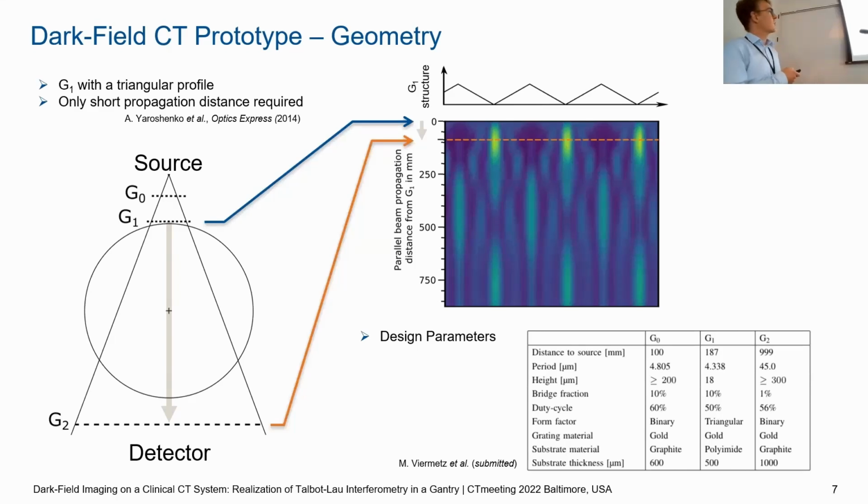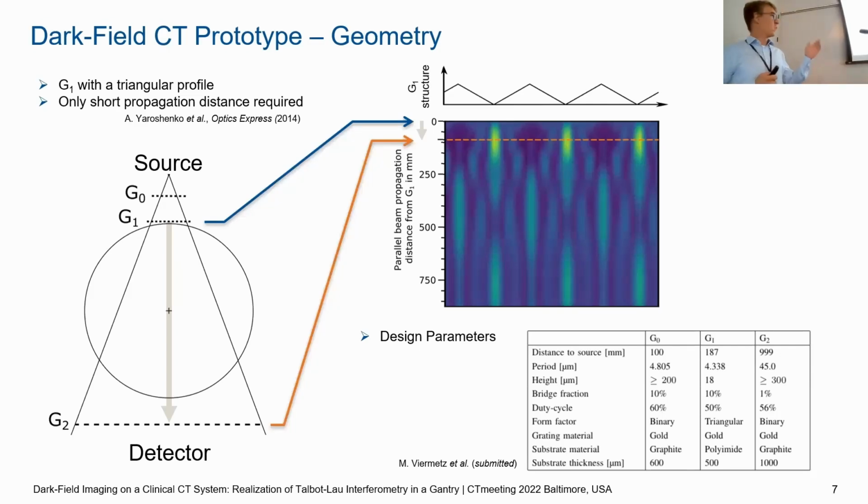And we can show this here in the Talbot carpet simulation behind such a triangular G1 grating structure. And there we see that already after very short propagation distance, a very intense interference pattern occurs. And by positioning this analyzer grating right at this position in the Talbot carpet, we can make use of this high intensity interference pattern and achieve a good performance in the setup.